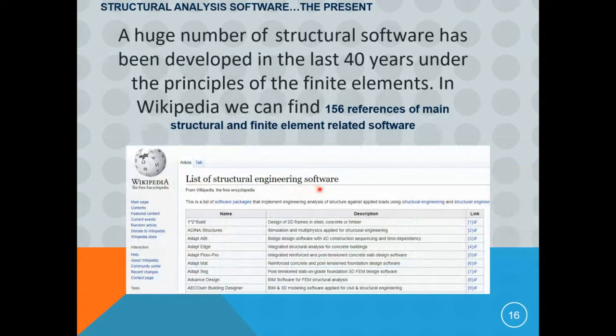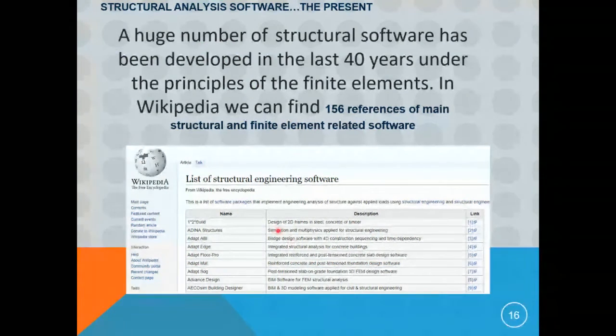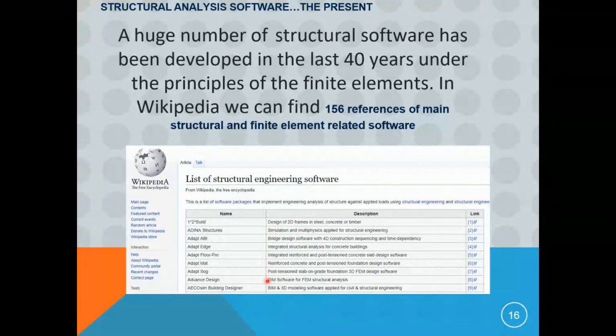These are the lists of engineering software. You can find them on Wikipedia. There is a big list of software, and some of them are easily available. You can download and use them. You do not need knowledge of Fortran, MATLAB, or C++ basics. You can see 156 software packages on Wikipedia.